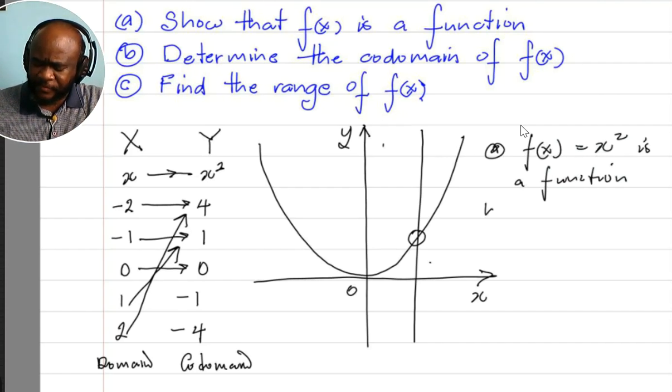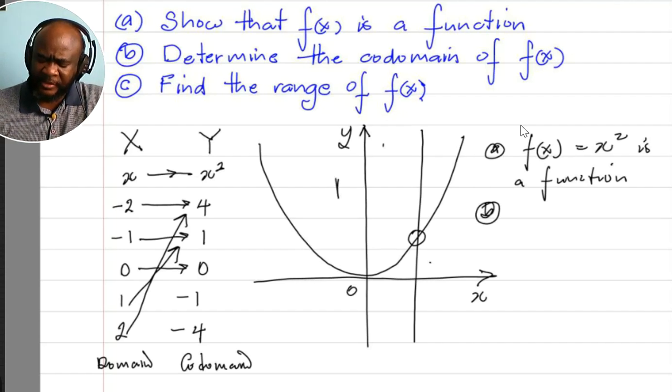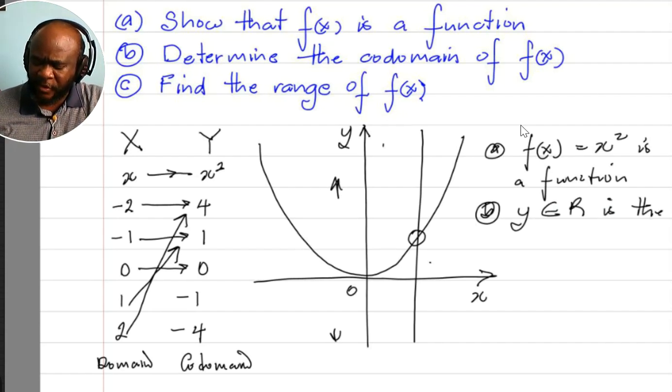B, all right, we're asked to determine the codomain of f(x). The codomain is all possible values of y, and as you can see, y could be positive and y could be negative. So we could say that y is an element of the set of real numbers is the codomain of f(x).